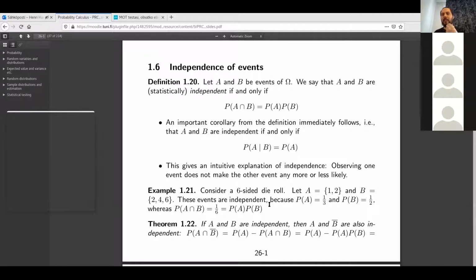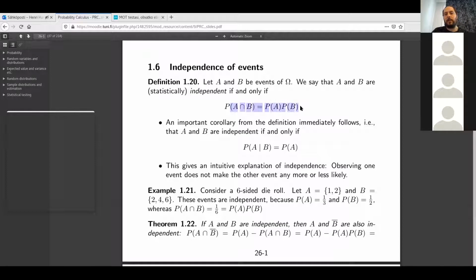Probability of getting an even big number is 1 in 6. It's 1 in 2 times 1 in 3. So they are independent. It doesn't really matter which way you like to think about this.